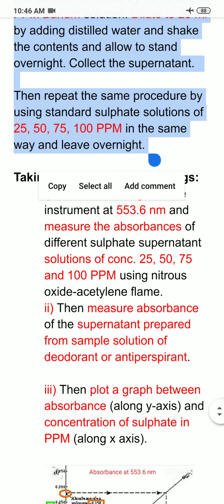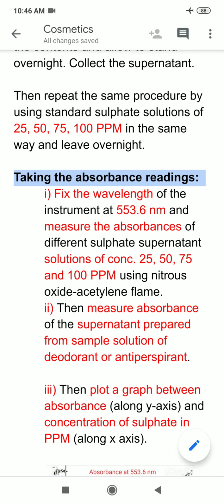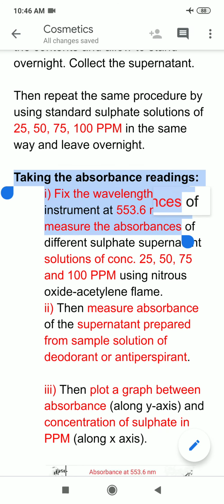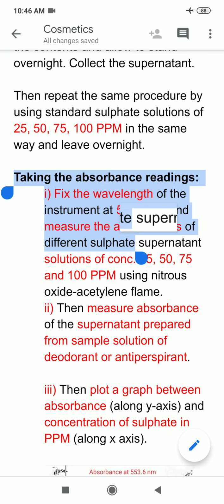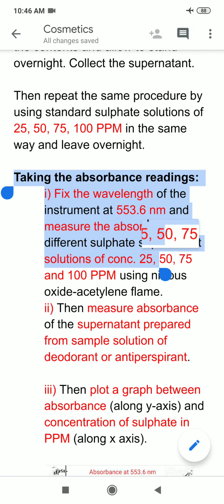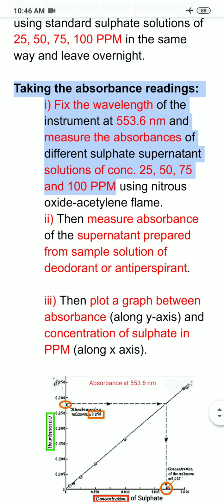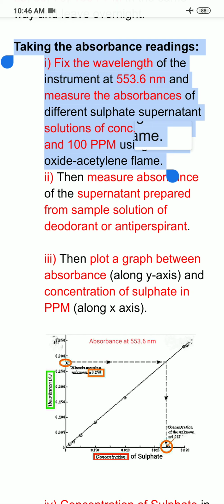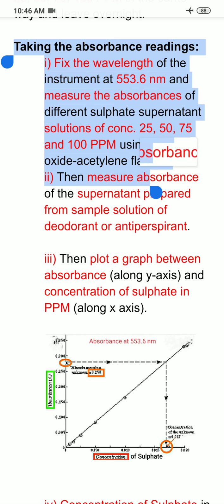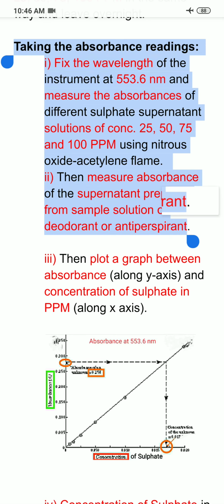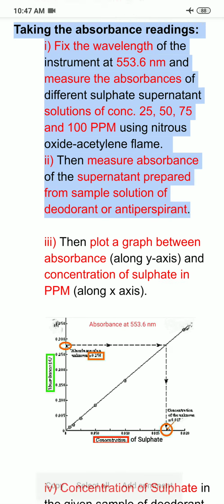Then the next step is taking the absorbance readings. For that purpose, we will fix the wavelength of the instrument at 553.6 nanometer, and will measure the absorbances of different sulphate supernatant solutions having concentrations 25 ppm, 50 ppm, 75 ppm and 100 ppm using nitrous oxide acetylene flame. Then we will measure the absorbance of the supernatant prepared from the solution of deodorant or antiperspirant.